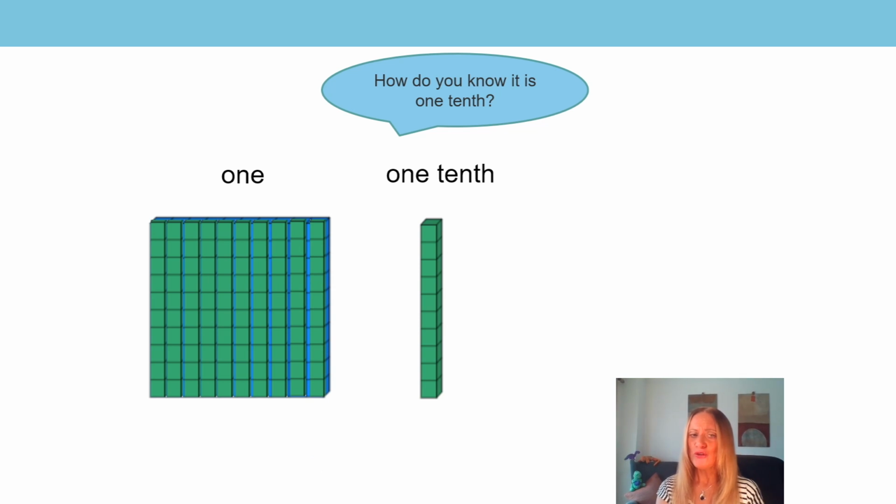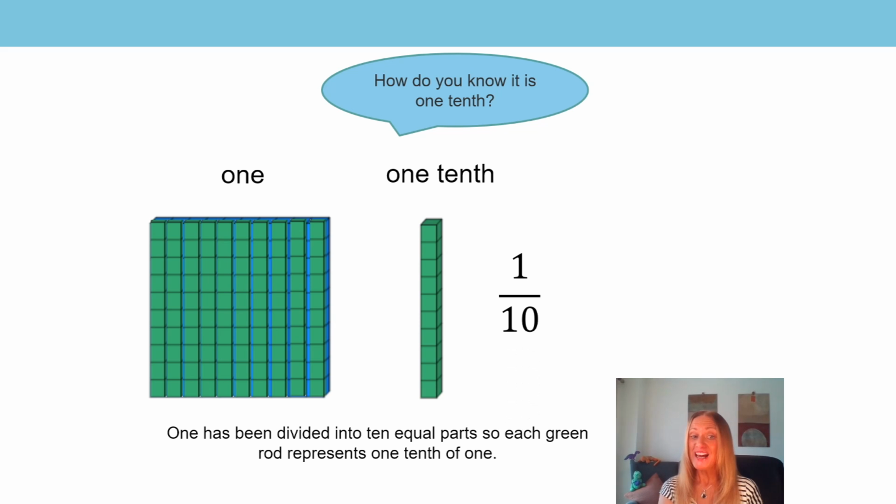And we said, didn't we, that 1 was 10 times the size of 1/10. So it makes sense that we would need 10 1/10 to cover 1. Brilliant. So I think we've proved, haven't we, that the green rod is 1/10 of the size of 1. How did you write it? Did you write 1/10? Yes, because 1 has been divided into 10 equal parts, which is represented by a denominator. So each green rod represents 1/10 of 1. And 1 would be 10 times the size of 1/10, wouldn't it?